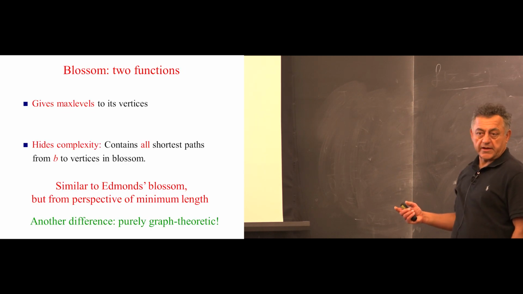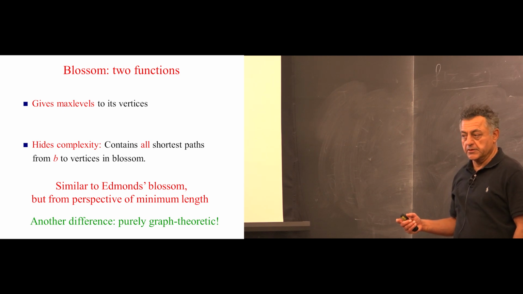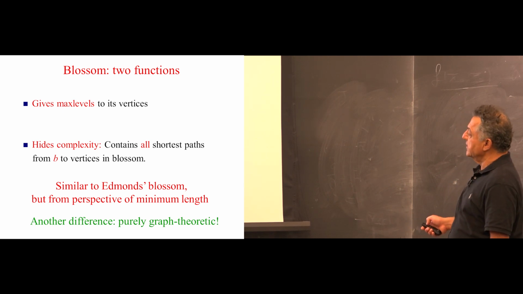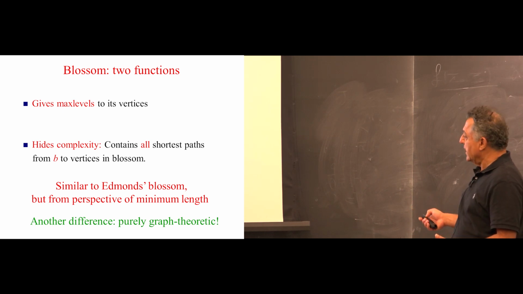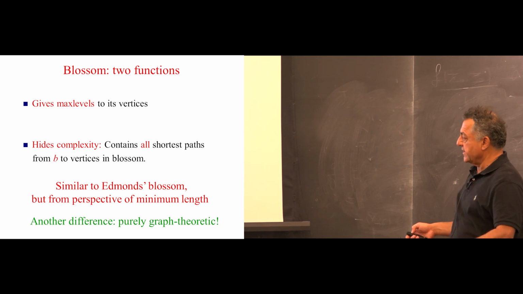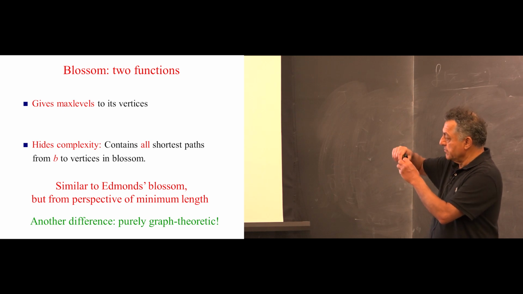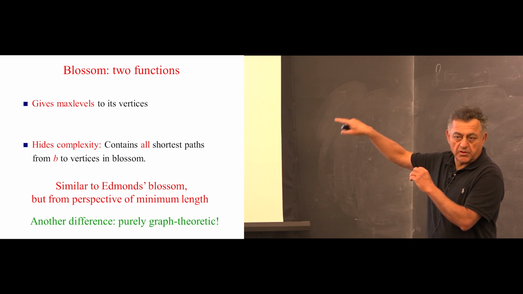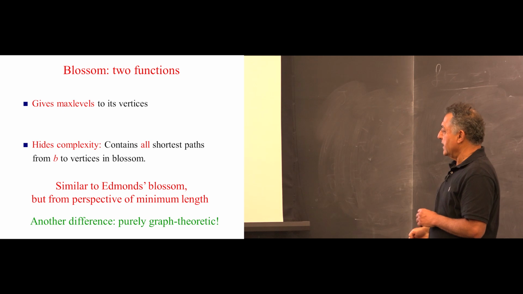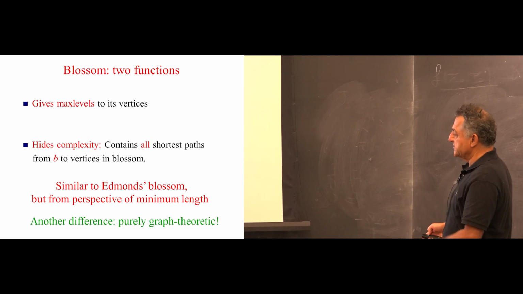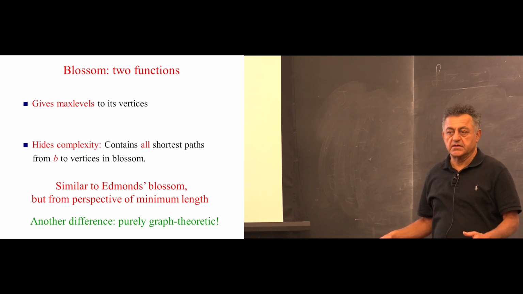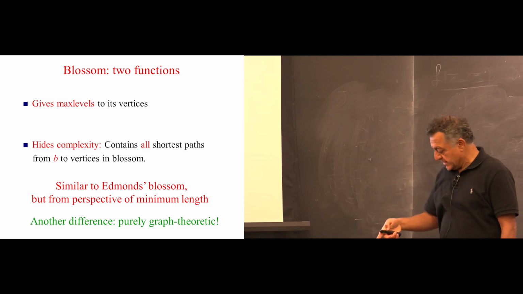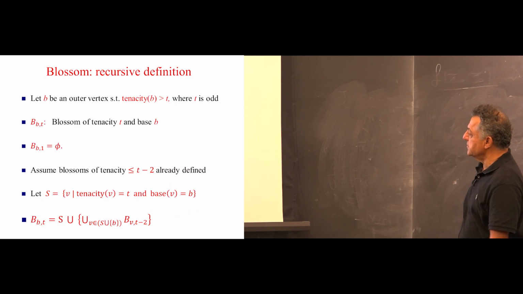Okay, so now we can come back and define blossoms from the perspective of minimum length paths. So blossoms give max levels to vertices, that we know. And they hide complexity just like Edmonds blossoms, because they contain all the shortest paths from the base to the vertices in the blossom, and I'll prove that. But the point is that this is from the perspective of minimum length paths, and this is a purely graph theoretic definition, not an algorithmic definition. And here finally is a definition of a blossom.